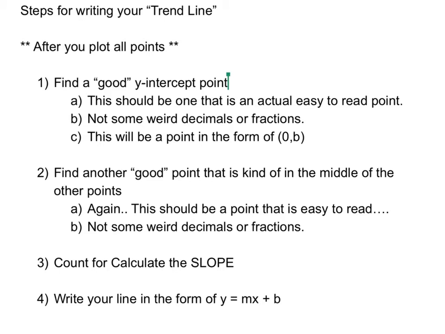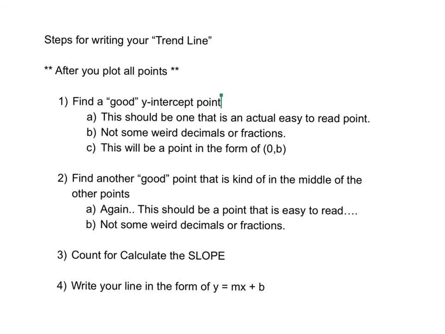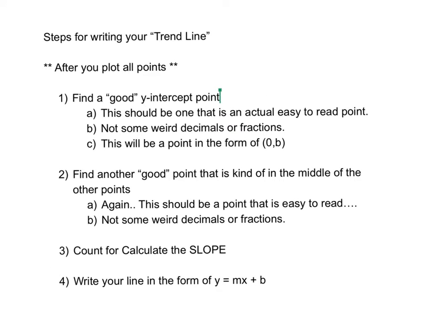Now, I do want you to write this on the back of your vocab. This is how to make, so steps for writing, there we go, steps for writing your trend line. And we're going to make a trend line or a line of fit. Okay, so after you plot all the points, do that first and do it accurately, double check yourself. Find a good y-intercept point, and we know what a y-intercept is. We've talked about that. This should be one that is actually easy to read, not some weird decimals or fractions. This would be a point in the form of (0, b), and we've talked about that when we did slope-intercept form. Find another good point that is kind of in the middle of the other points.